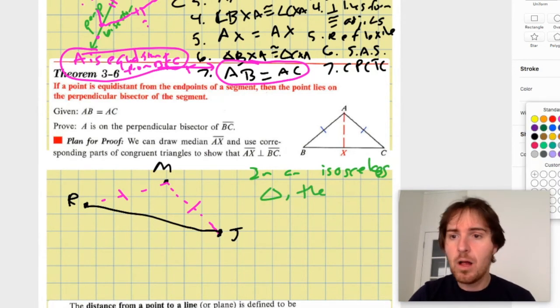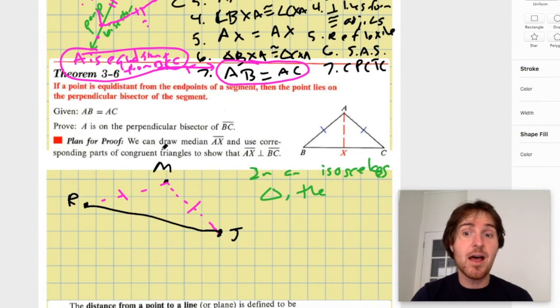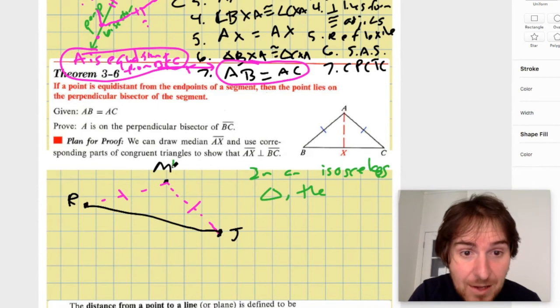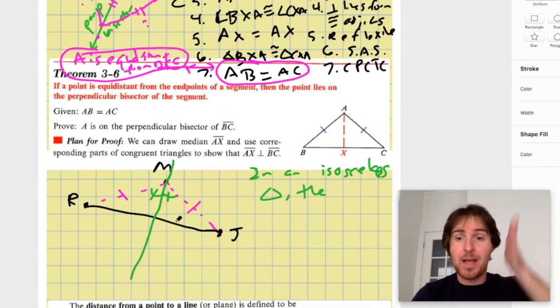well, what we do to prove this is we can drop in an auxiliary set. We can drop in the angle bisector of the vertex angle, boom, boom. Through the protractor postulate, we could take that angle RMJ, divide it in half, and drop in that bisector right there.